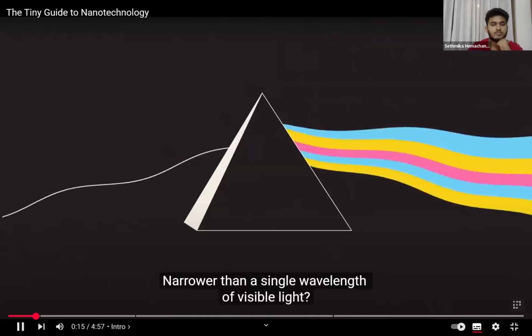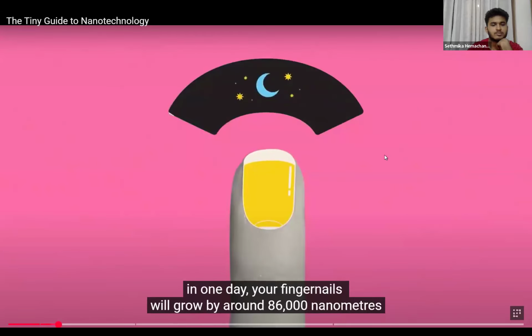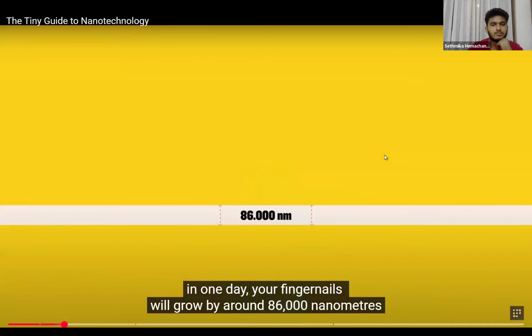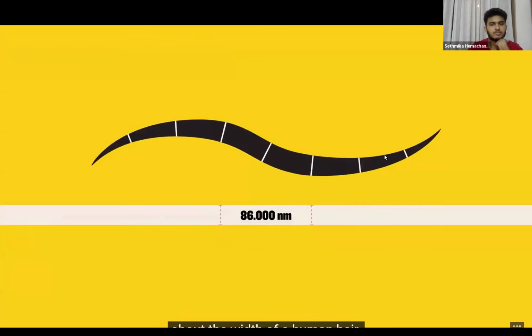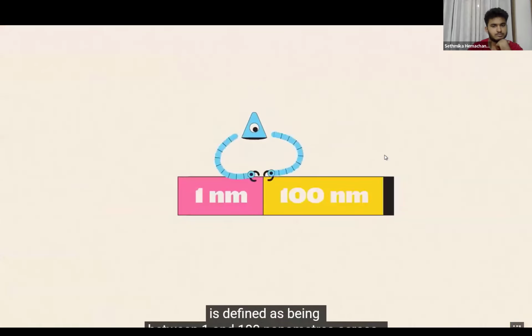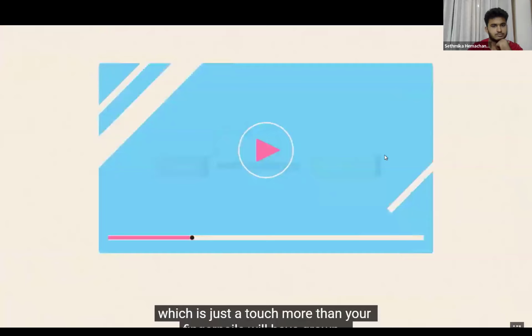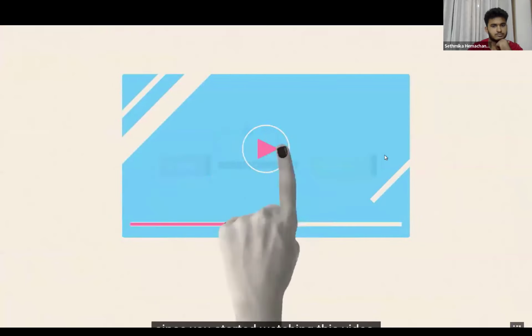At this minuscule scale, we measure things in nanometers. To give you a rough idea of just how small those are, in one day, your fingernails will grow by around 86,000 nanometers, about the width of a human hair. By comparison, nanotechnology is defined as being between 1 and 100 nanometers across, which is just a touch more than your fingernails would have grown since you started watching this video.